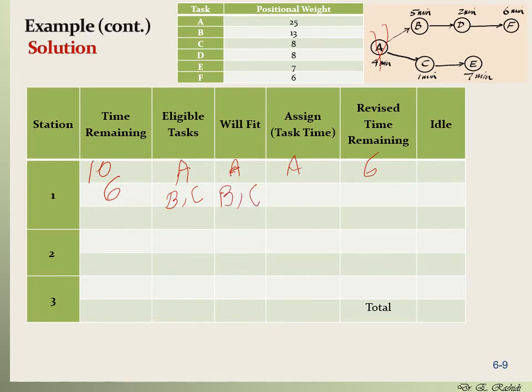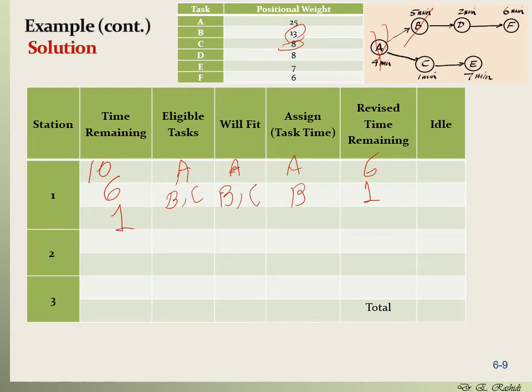Well, the positional weight for task B is 13. For C is 8. So we're going to assign B, which has a greater positional weight. So we're going to assign B, and it would require 5 minutes. So our total time remaining would be 6 minus 5, which is 1 minute. So we have 1 minute left here.